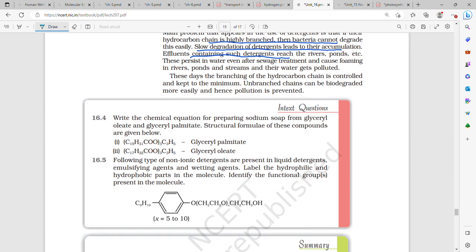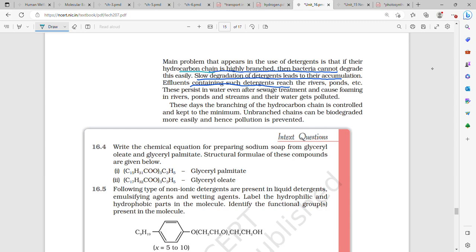The main problem that appears in the use of detergents is that their hydrocarbon chain is highly branched, so bacteria cannot degrade it easily. Slow degradation of detergent leads to their accumulation. Effluents containing such detergents reach the river and pond, and these persist in water even after sewage treatment and cause foaming in rivers, ponds and streams, and water gets polluted. These days, the branching of the hydrocarbon chain is controlled and kept to a minimum. Unbranched chains can be biodegraded more easily, and hence pollution can be prevented.